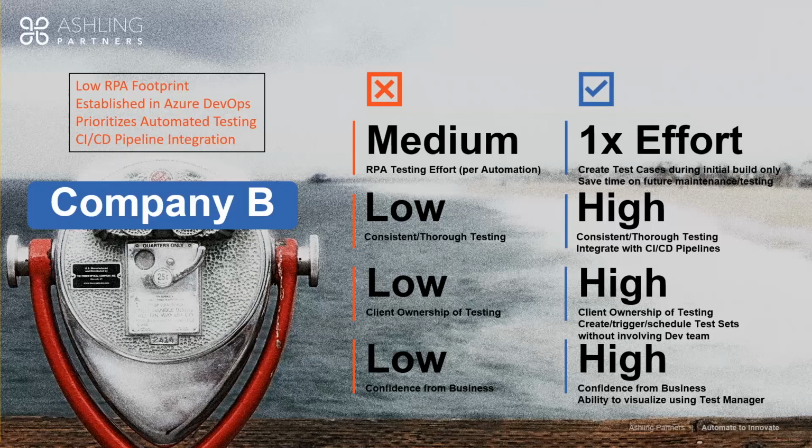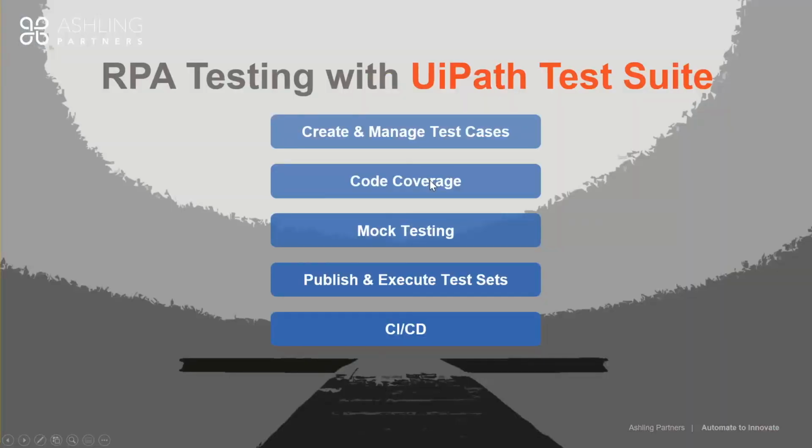So with a one-time effort, if you do have Test Suite integrated, create your test cases, integrate to Jenkins or Azure DevOps, in this case Azure DevOps, using those pipeline integrations. You have consistent testing, thorough testing. It's going to embolden confidence in the client. They're going to want to do more automation, and they're going to be able to visualize those test metrics with higher level executive teams, which is always what you want when you're trying to get more automation involved at the client level.